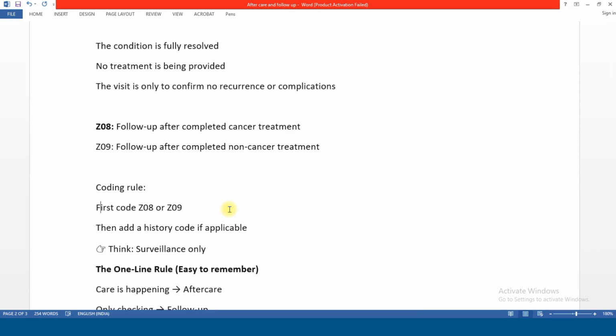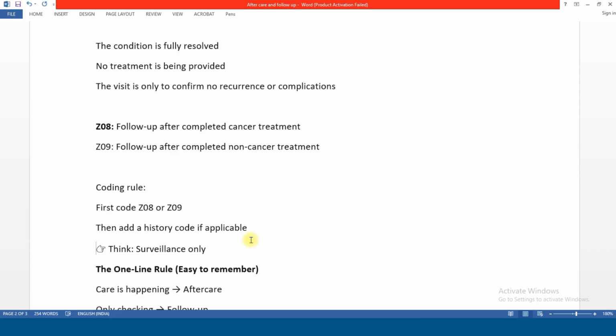So first you need to code Z08 or Z09. Then we need to add a history code. So think of it like a surveillance visit. For example, the patient had breast cancer and the patient has undergone a mastectomy a few years back or a few days back. Now the patient came in for follow-up.